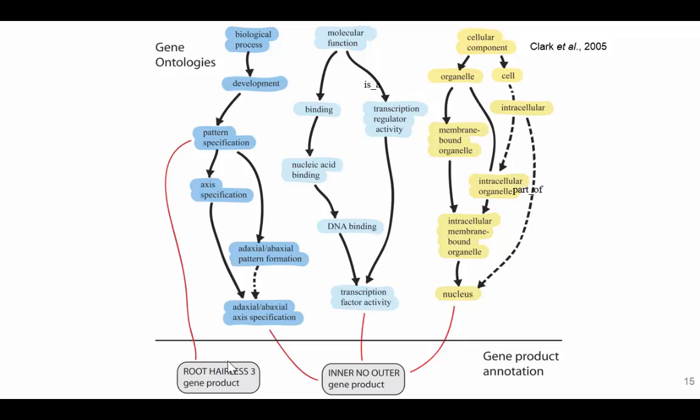So we have 30,000 nodes like that linked together by relations, primarily kind of, or is a, on the one hand, and part of, as for instance in the case, intracellular membrane-bound organelle. Intracellular organelle is a part of the intracellular, and the nucleus is a part of the intracellular, and the intracellular is a part of the cell. There are other relations, such as regulates, positively regulates, and so forth.